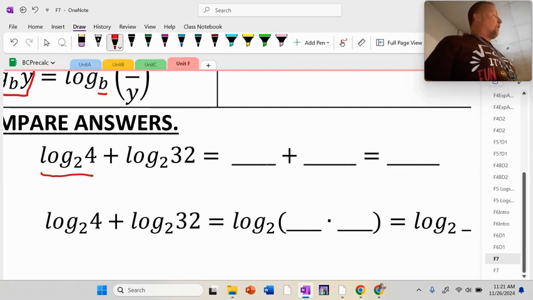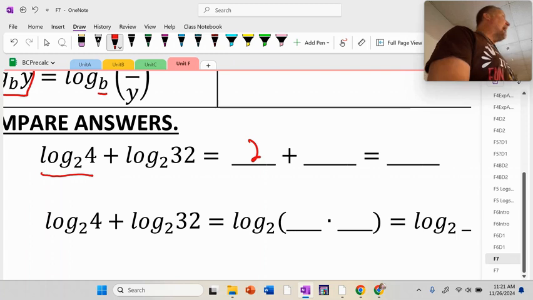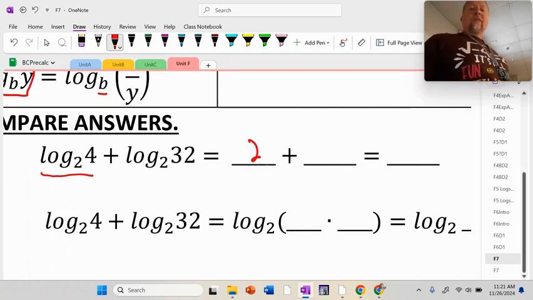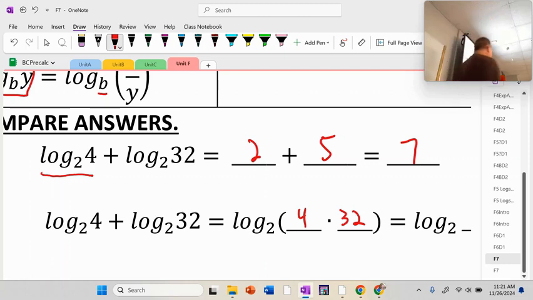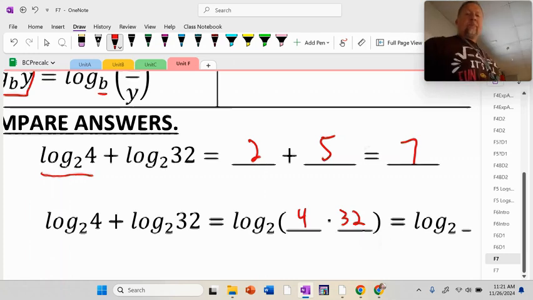What is log base 2 of 4? What's the answer to that? 2. 2 to what power equals 4? 2. What's log base 2 of 32? 5. What's 2 plus 5? 7. Watch this. Numbers of the same base multiplied together, these exponents are added.